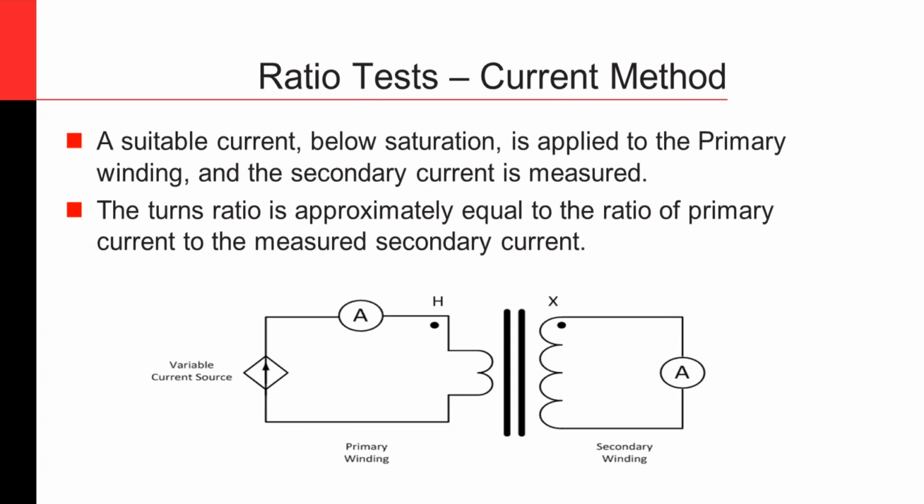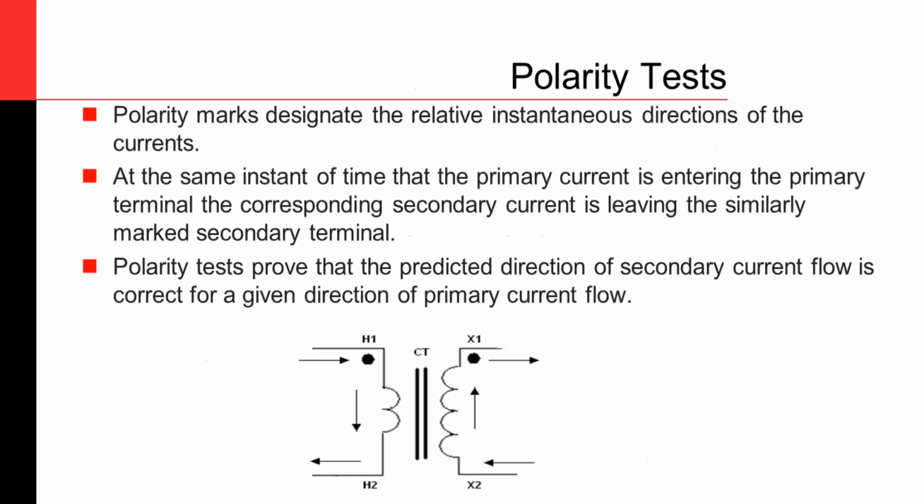So now you can take a ratio between the primary and the secondary, and that is typically the ratio of the CT. You can also do the same test using current values. You apply a suitable current, again, less than the saturation value, and then you measure the current across the primary. That typically gives you the ratio of the CT itself.